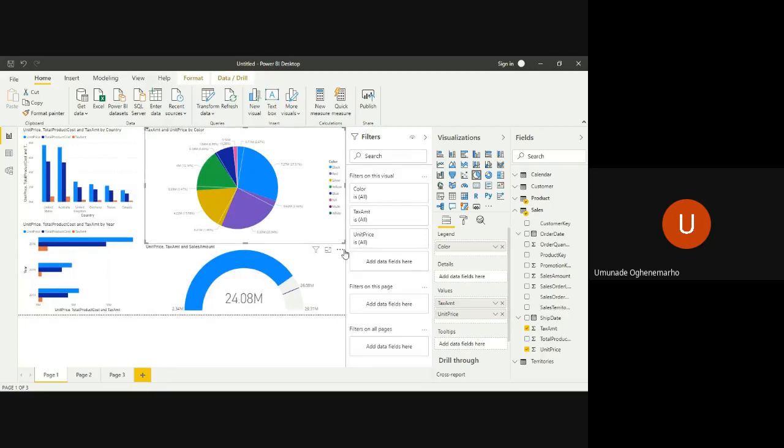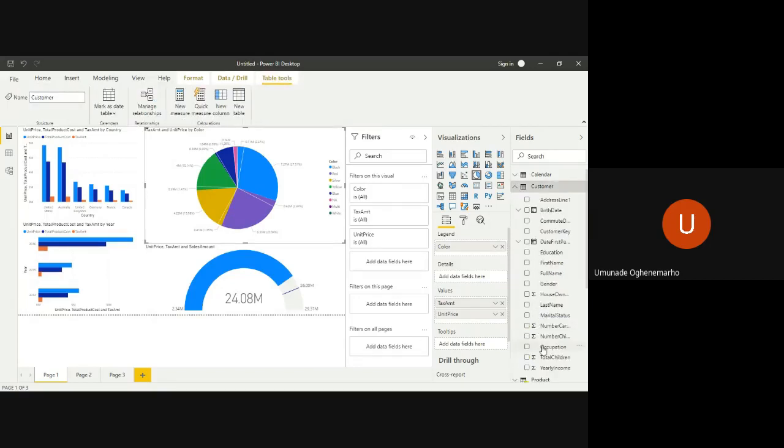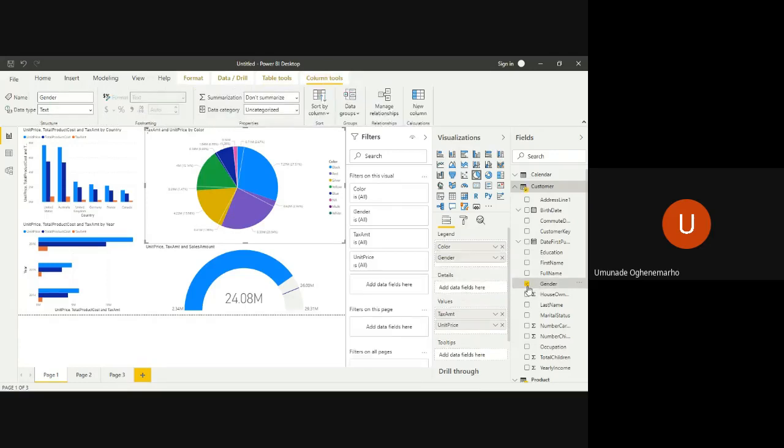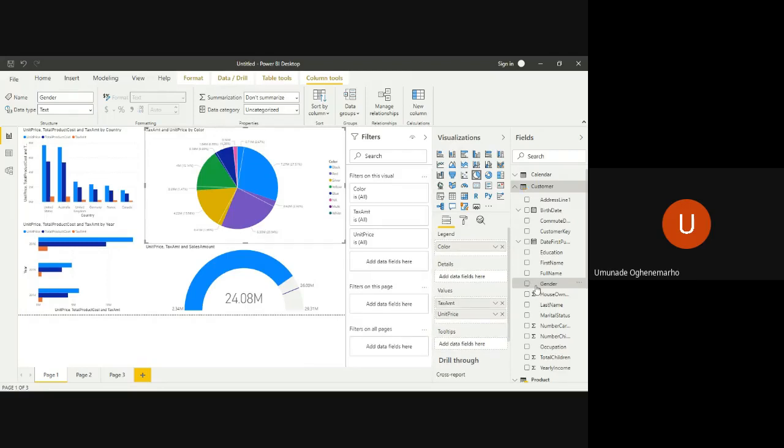Now let's look at filters. There are various ways to use filters. You can drag in an entirely new data item. So let's see. I want to pick a data item that is not even on the page. Let's come to customer data and pick gender. Okay, drag it in, place it here.